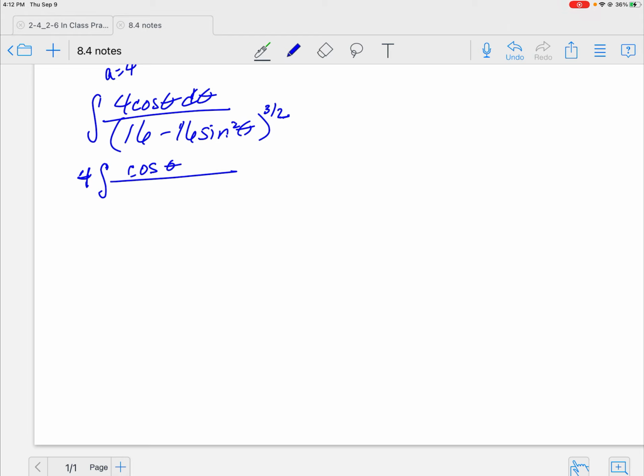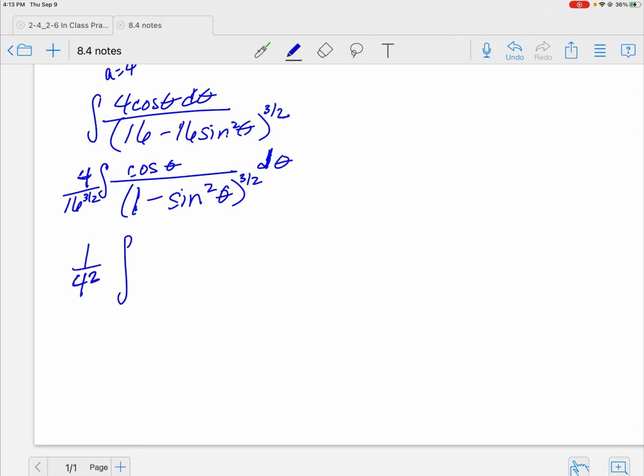When you have this 16, I can factor out that 16, but it stays with this exponent. So when you factor that out, I actually have 16 to the 3/2 power. And then I have 1 minus that sine squared theta to the 3/2 power, and this whole thing is d theta. Do you see that? I'd be smart about this. This 2 over here means square root, right? This is really 4 over 4 cubed. So this is 1 over 4 squared.